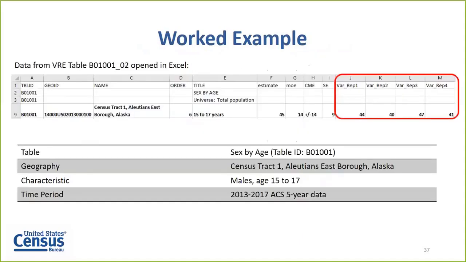So here's the same data that we just saw, but only in the variance replicate estimate table. Notice that the replicate estimates are circled in red, and only 4 out of 80 of the variance replicates are shown. The bottom of the slide contains the information to find the data should you wish to work through this example by yourself.